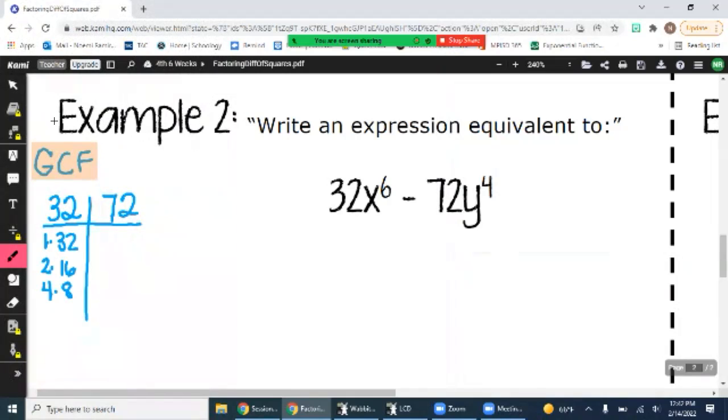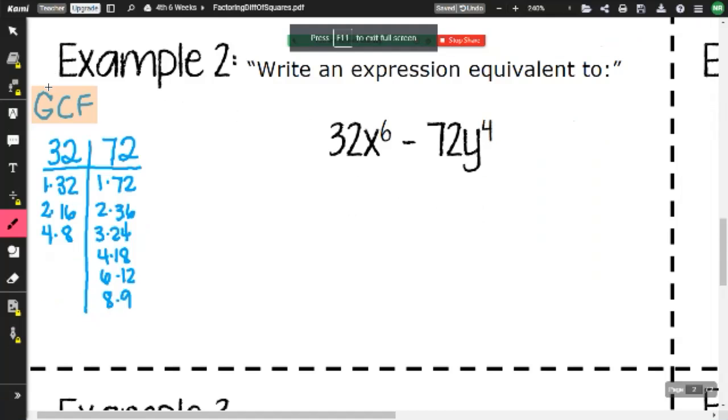Okay, now for 72, 1 times, 2 times, 3 times 24, 4 times 18. Because when we get to 9 times 8, 9 times 8 is the same exact number or same exact factor as 8 times 9. So we're done. Now we have found the factors. Now we got to find C.